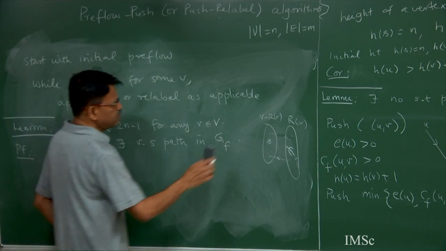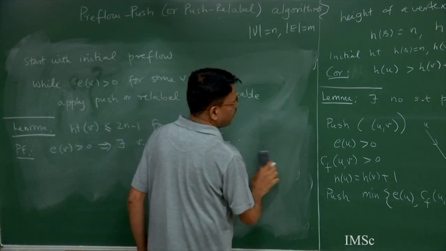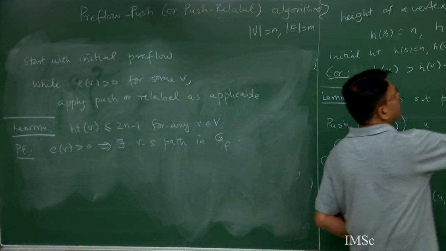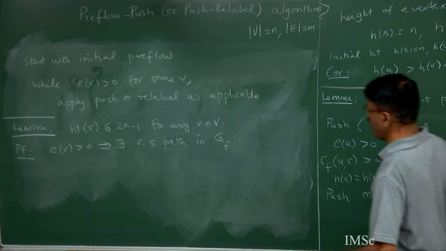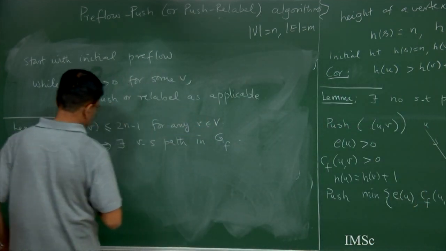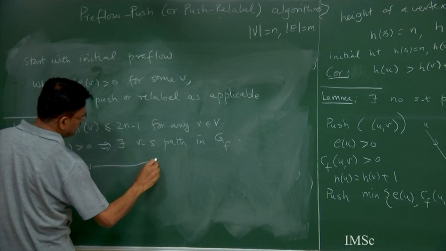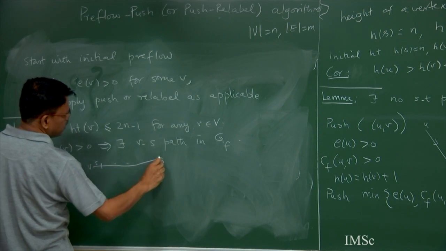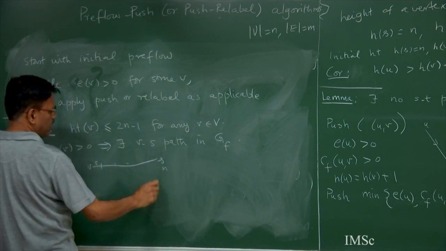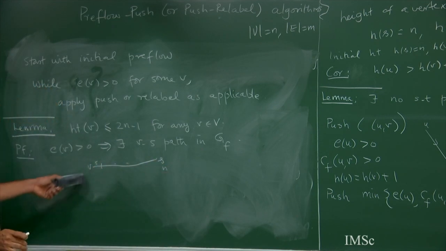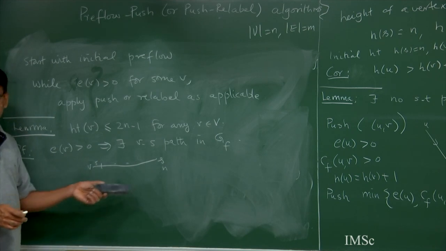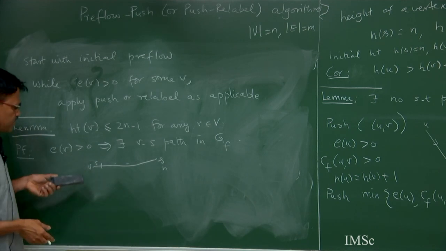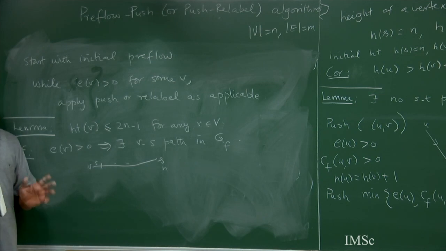So this means, again because of this height condition, that you have a path from V to S. So look at that path, and height of V is less than or equal to this vertex plus 1 and so on. Finally, this is n, and height of S never changes. So this cannot be more than n plus the length of the path, height of this vertex, which is at most 2n minus 1.